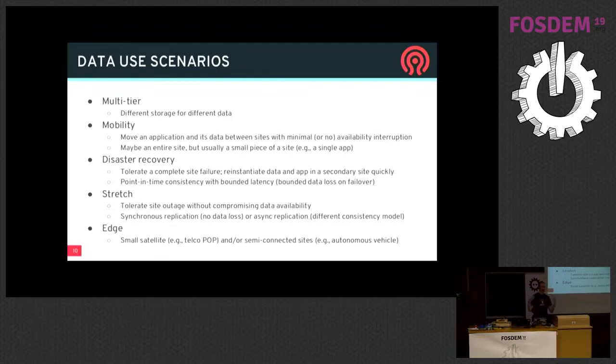So it might be that when you first write it, it needs to be high performance. As it ages, you can move it to a slower tier for archive for some period of time and then delete it. So having different tiers of storage is key. The second is mobility, the ability to move an application and its data between sites, presumably with minimal or no downtime or availability interruption. And this might be that you're taking an entire site and moving it, or it might be that you're moving just a piece of one application, perhaps in a site, and moving it to another.